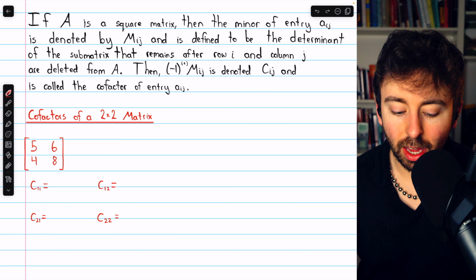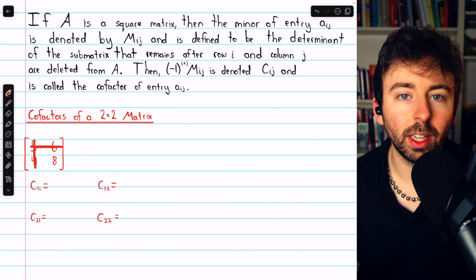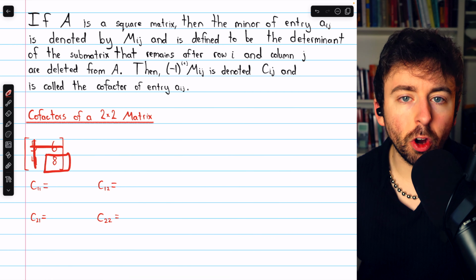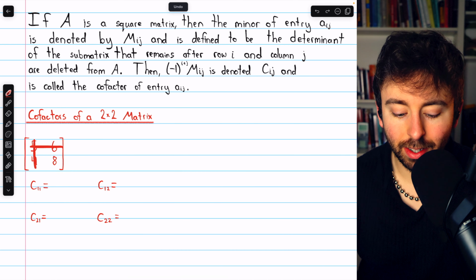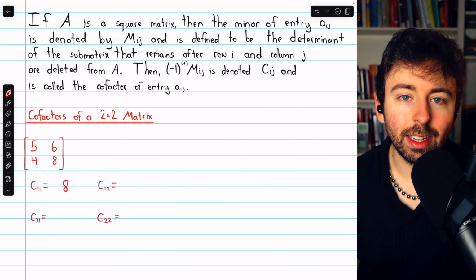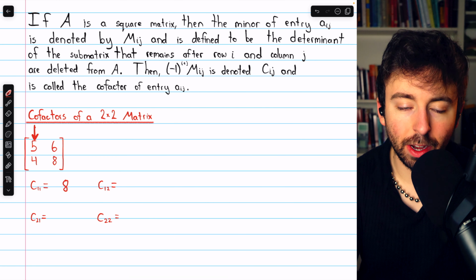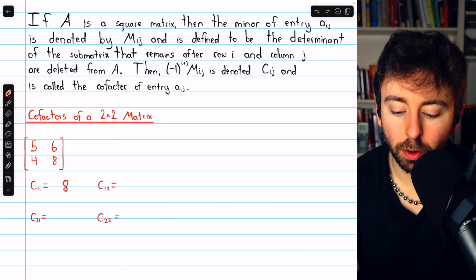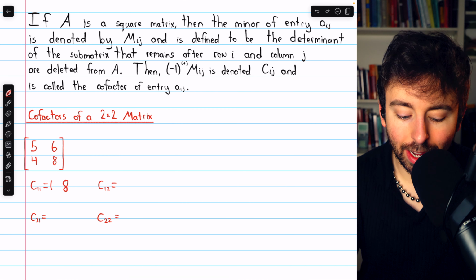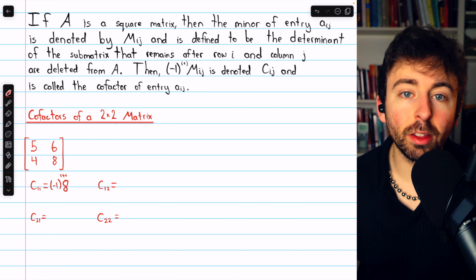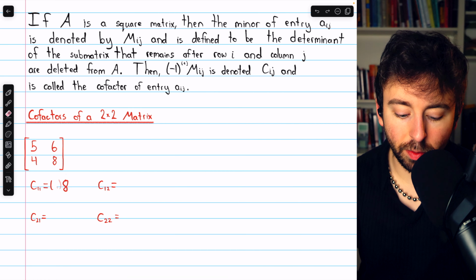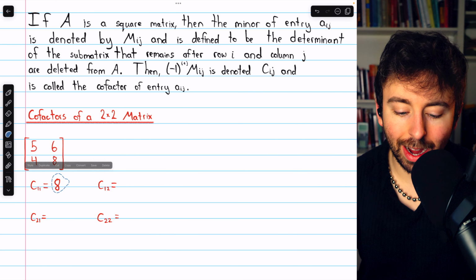Like the definition says, we eliminate that row and column, and then we take the determinant of the remaining submatrix. The determinant of a single entry, in this case 8, is just 8. That is the minor of this first entry, 5. We want the cofactor, so we have to multiply the minor by (-1)^(i+j). In this case, that's (-1)^(1+1). Since the row and column numbers have an even sum, 1 plus 1, which is 2, this -1 factor just goes away, and the cofactor is 8.